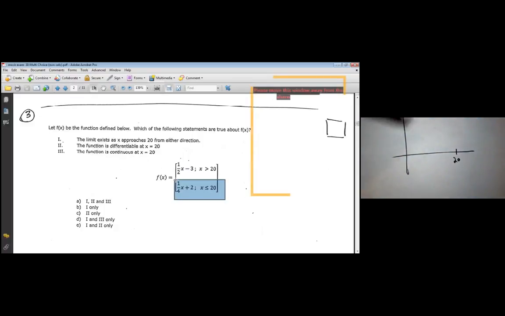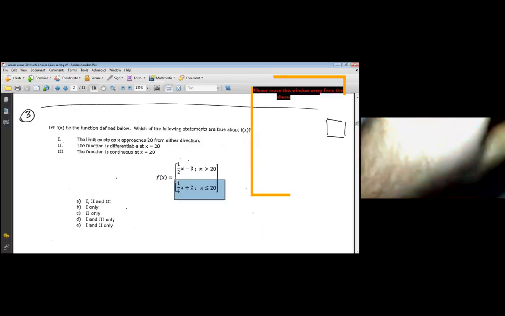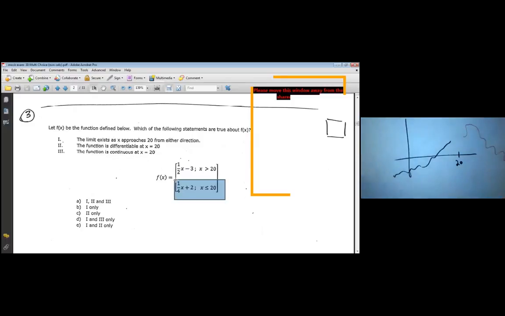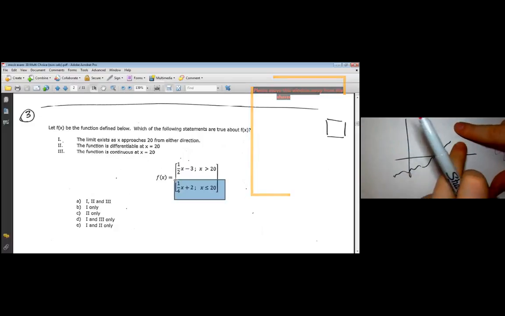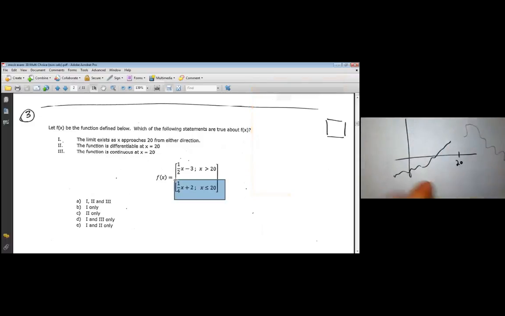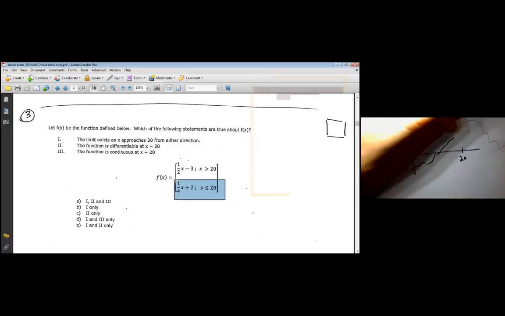So if they're going to be continuous, just think of it like this. Here's the left graph. I don't know what's happening, but it's heading to 20. And here's the right graph. I don't know what's happening here either, but it's heading to 20. Once I get to 20, for this thing to be continuous, these two have to meet, right? Because if the red one's up here and the black one's down here, then we have a jump in the graph. It's not continuous, right? So if they meet, then it's going to be continuous.